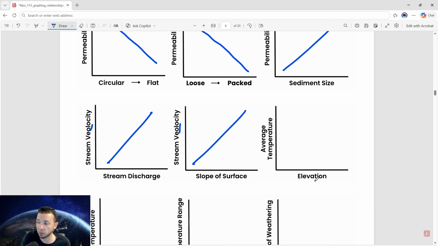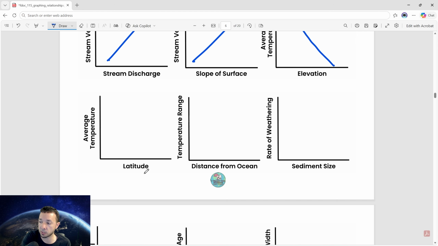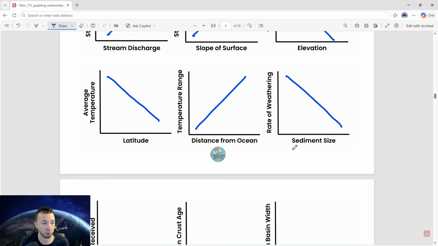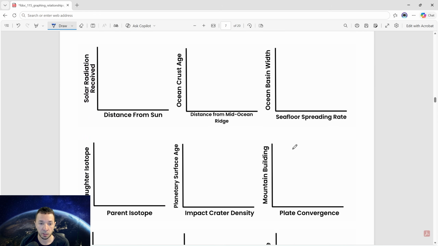As elevation increases, what happens to average temperature? It should drop. As latitude increases, what happens to average temperature? It should drop. As distance from ocean increases, what happens to the temperature range? It should be higher. As sediment size increases, what happens to rate of weathering? It should decrease. How are you doing so far? Hopefully you're getting a lot of these right. As distance from the sun increases, what happens to total solar radiation received?